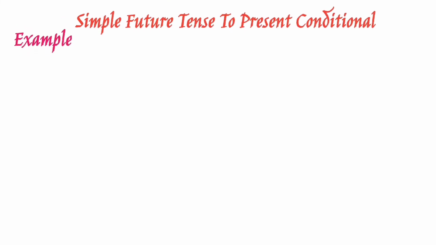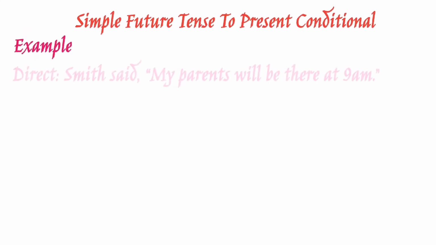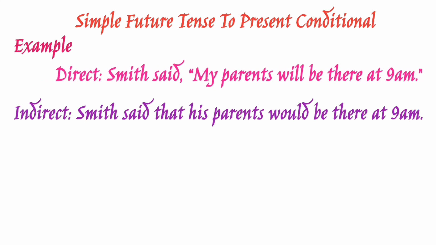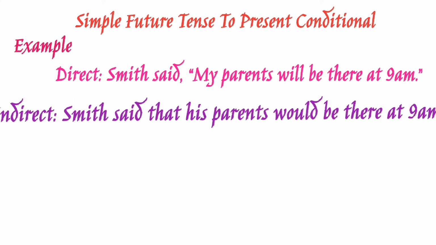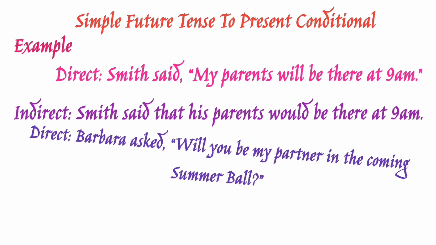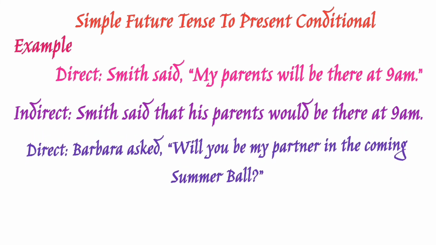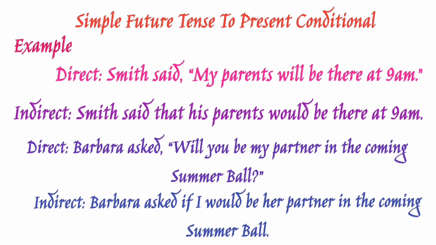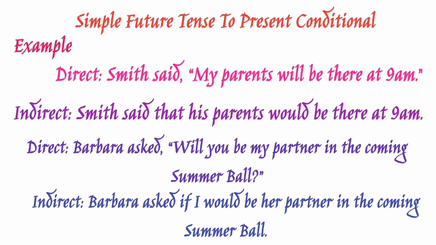Simple future tense to present conditional. Example. Direct: Smith said, "My parents will be there at 9 a.m." Indirect: Smith said that his parents would be there at 9 a.m. Direct: Barbara asked, "Will you be my partner in the coming summer ball?" Indirect: Barbara asked if I would be her partner in the coming summer ball.